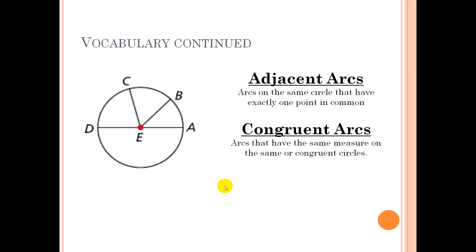Two more vocab words on the arcs. Adjacent arcs. Adjacent, just like everything else we've used, always means next to. So anytime you have two arcs that are next to each other, like arc DC and arc CB, they are adjacent arcs. And then congruent arcs are exactly what it sounds like: arcs that are the same size, the same number of degrees. So two 60-degree arcs would both be congruent arcs.